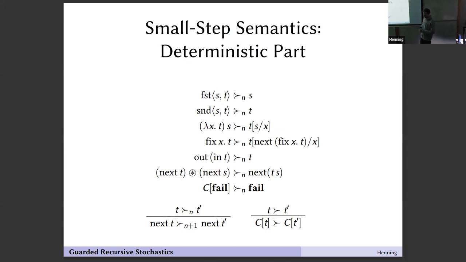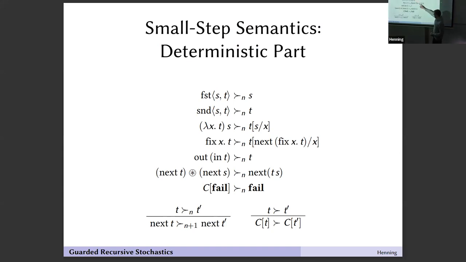Okay, so that's the n. The n allows us to compute n steps somewhere under delayed computation, but not further than that. And then the remaining deterministic computation is kind of what you would expect. First and second projection do exactly what you would expect. Lambda abstraction and then application gives you beta reduction.